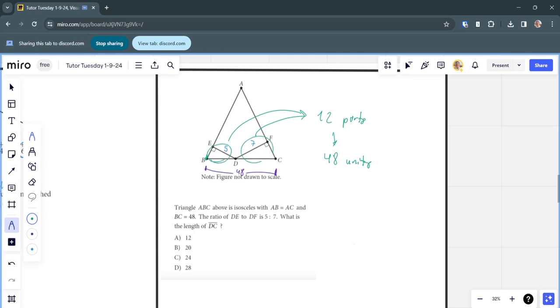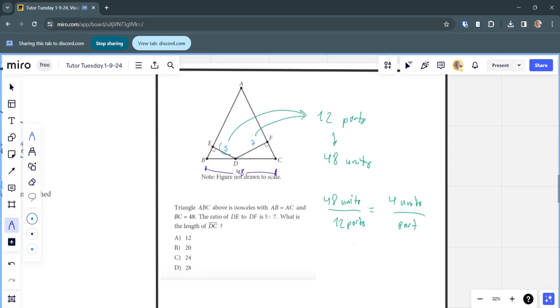This triangle right here and this triangle right here, if the ratio of this side to this side is 5 to 7, it's going to be the same thing right here to here. It's also a ratio of 5 to 7. So we just have to figure out how we can convert that into something that, instead of having those 12 parts, can match with 48 units. What I'm thinking is if there's 48 units per 12 parts of a whole, there's 4 units per part.